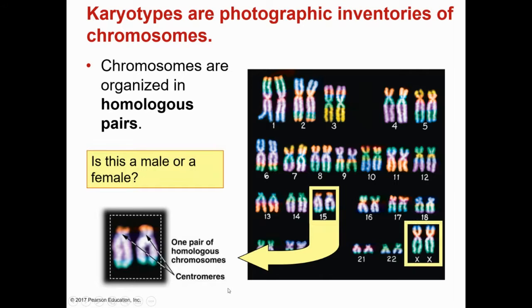And so what I'd like you to do, based on what you know so far, is pause the video and make a prediction if this is a male or a female. Now that you've paused the video and made your prediction, we can confirm that because there are two X chromosomes here, this is a female. A male would have an X chromosome and then a smaller Y chromosome.